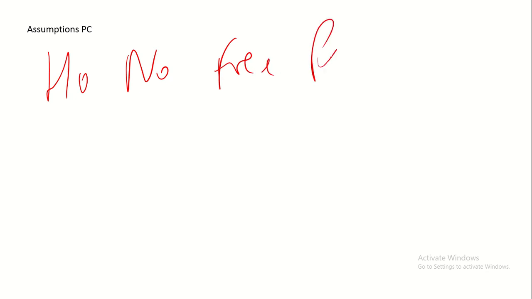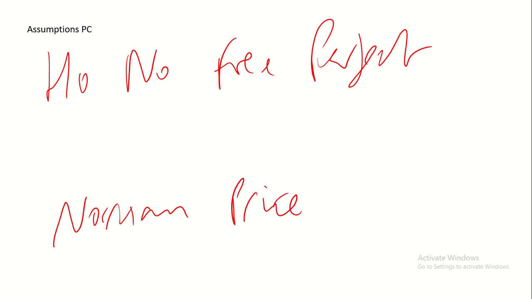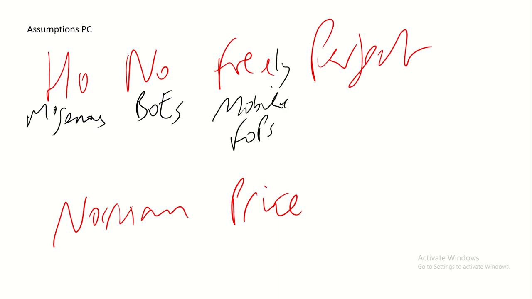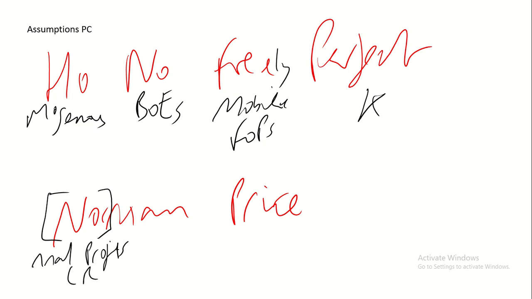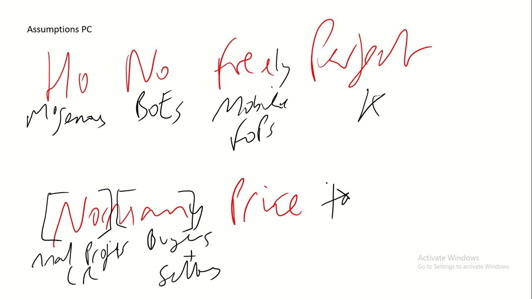Assumptions about perfect competition, write them down. So hopefully you've got the mnemonic: homogeneous product, no barriers to entry, freely mobile factors of production, perfect knowledge, normal profits in the long run, many buyers and sellers, and price takers. That's how we remember our assumptions of perfect competition. Okay, so there are the assumptions about perfect competition.